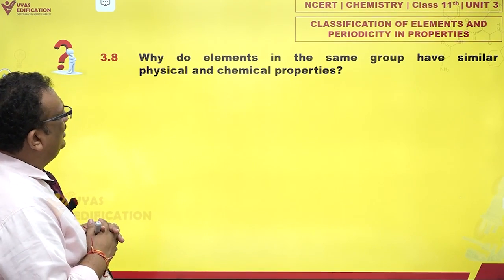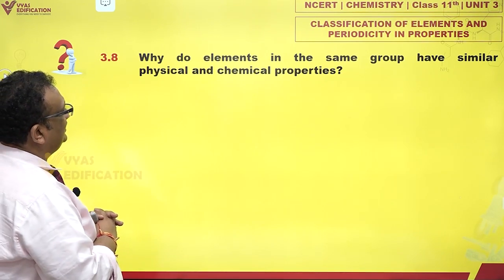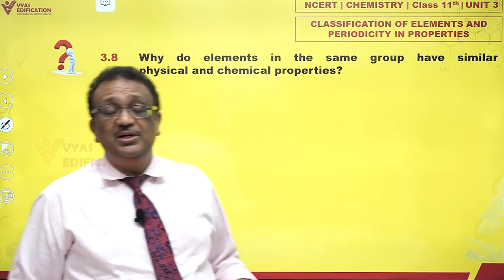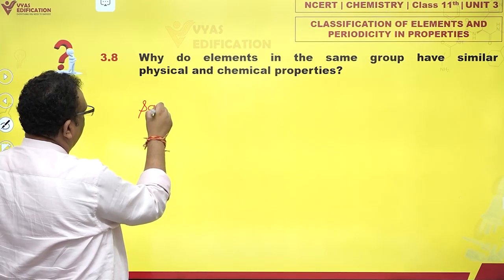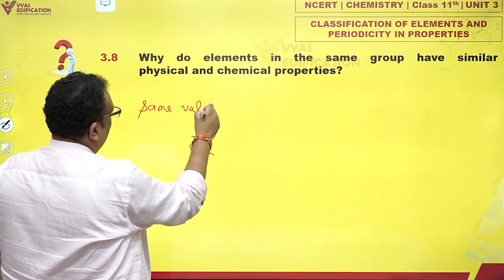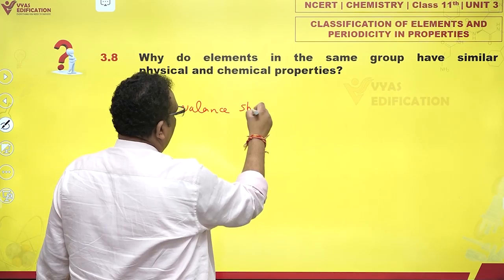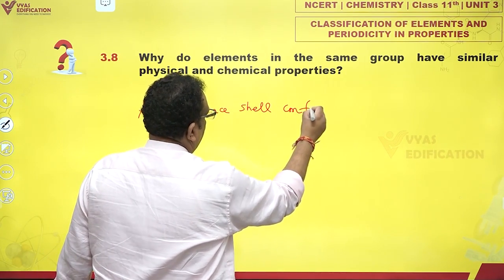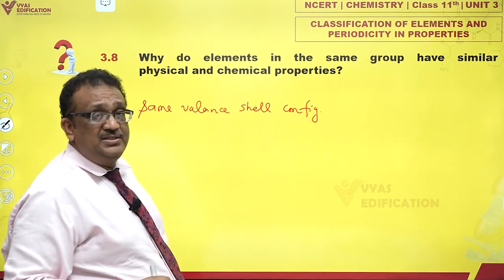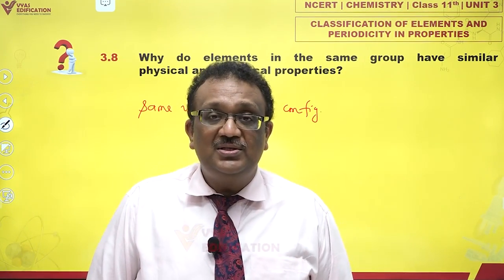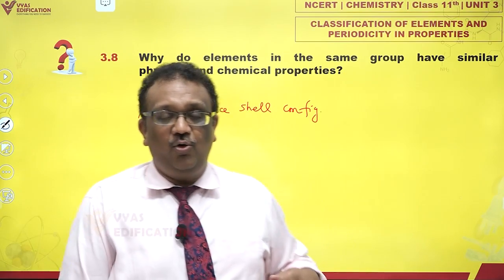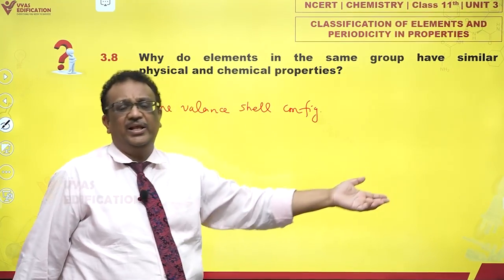Why do elements in the same group have similar physical and chemical properties? Well, it's quite clean. If the elements are present in the same group, that means they have the same valence shell configuration. If they have the same valence shell configuration, that means their chemical reactivity is quite similar. Why? Because say if they have one extra electron, that means all of them will release one extra electron.